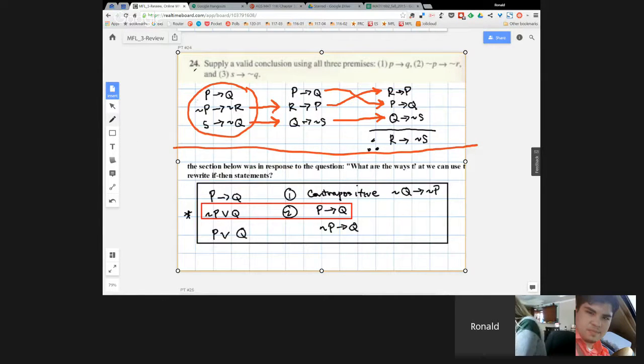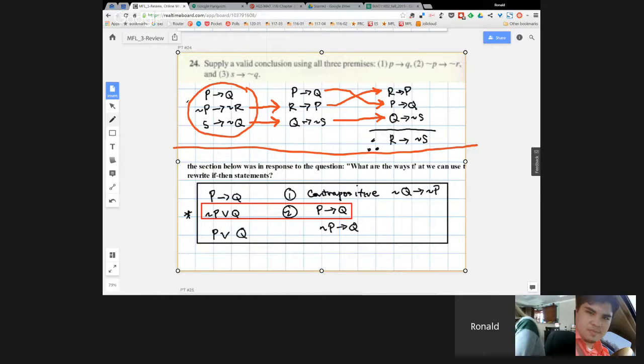All right, so here's the problem up here on the top. Supply a valid conclusion using all 3 premises. 1, if P then Q. 2, if not P then not R. And 3, if S then not Q. I wrote them all in the circle on the left up here.